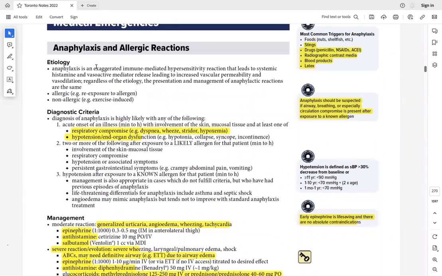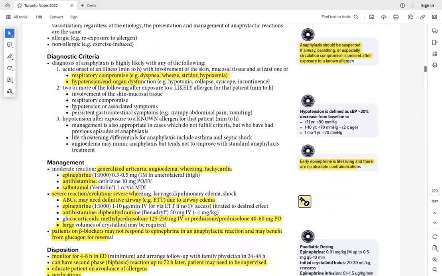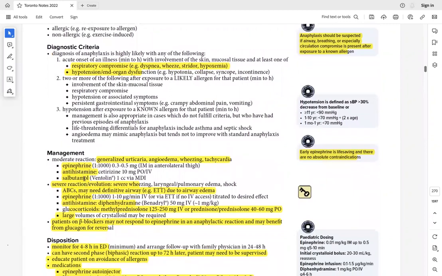So when 2 or more body systems are involved, it is most likely to be an allergic reaction. If there is respiratory compromise, start the patient on epinephrine. After that, we have to repeat the epinephrine at least 3 times. If it is not working, then we intubate and move on to the next step. Epinephrine, antihistamine, and salbutamol can also be given.